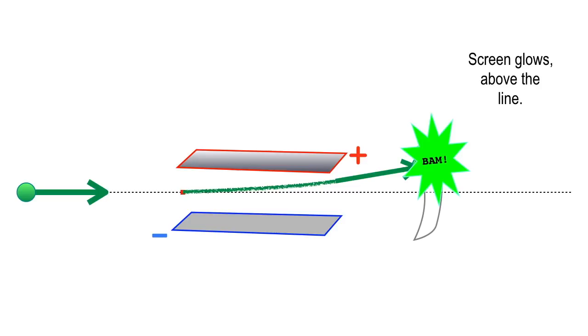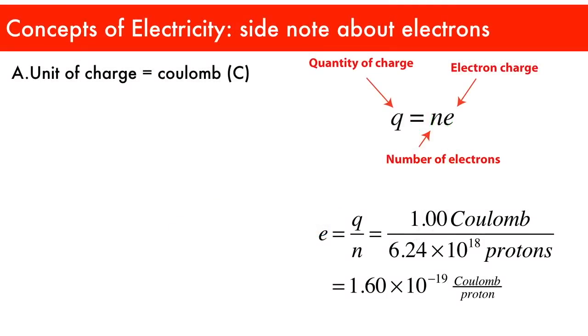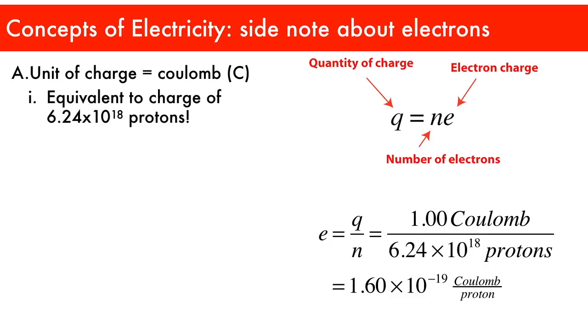All right, now let's talk about electrons and the whole concept of electric charge. In the metric system, the unit of charge is called the Coulomb, and it is equivalent to the electric charge on 6.24 times 10 to the 18 protons. And you could say -1 Coulomb is the same number of electrons, because electrons are negative and protons are positive. All right? A Coulomb of charge is a lot of charge.